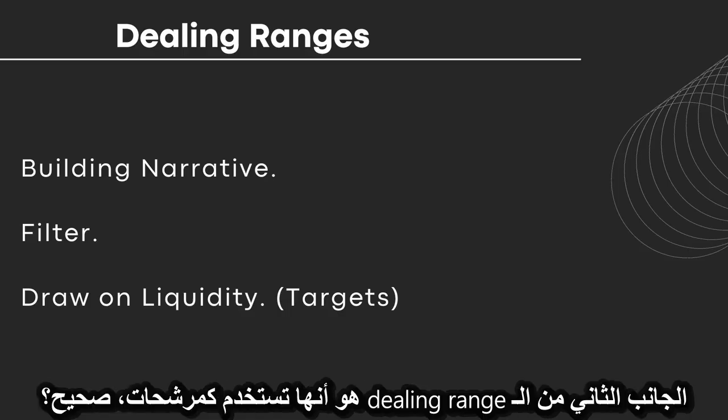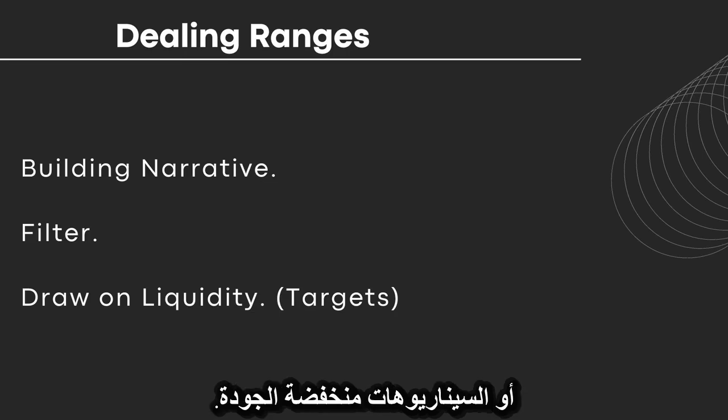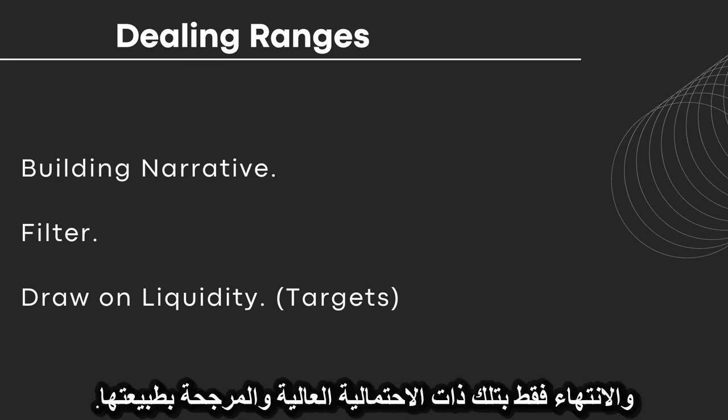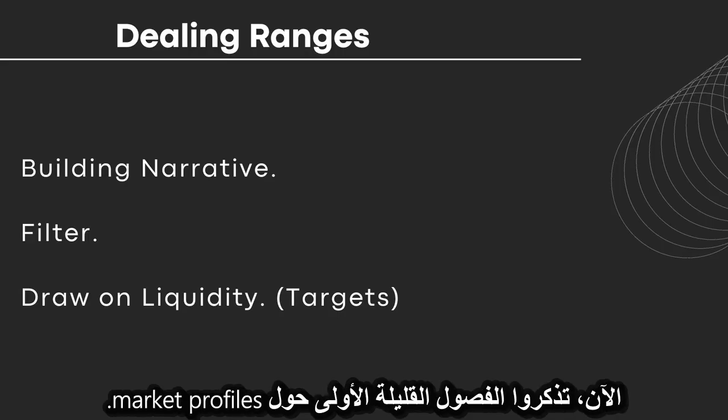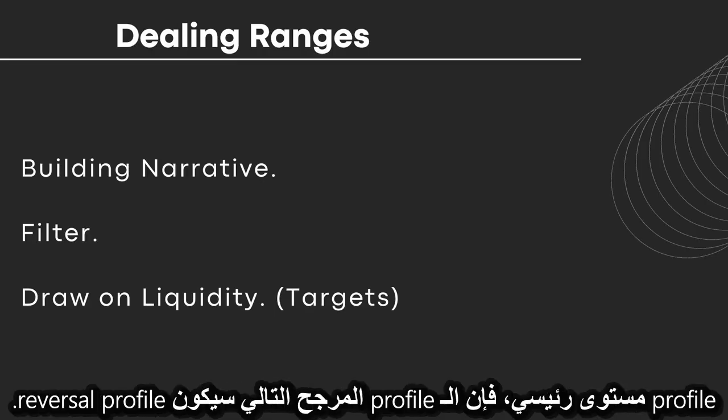The second aspect of the dealing range is that it is used as a filter. They are used for weeding out the lower probability or low quality scenarios, and only ending up with the ones that are highly likely and high probability in nature. Now remember the first few chapters about market profiles, where I taught you that when an expansion profile tests a key level, the next likely profile is going to be a reversal profile.